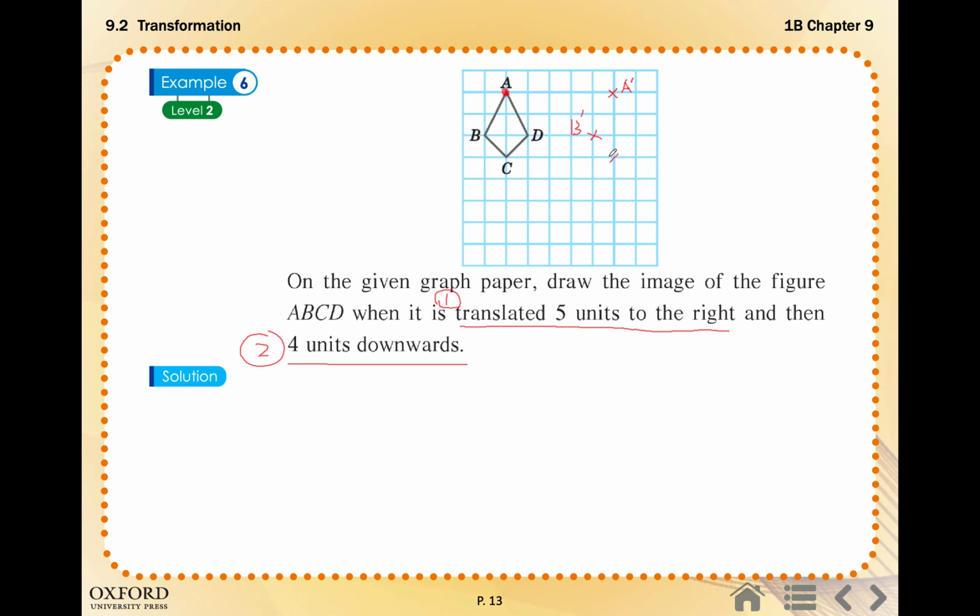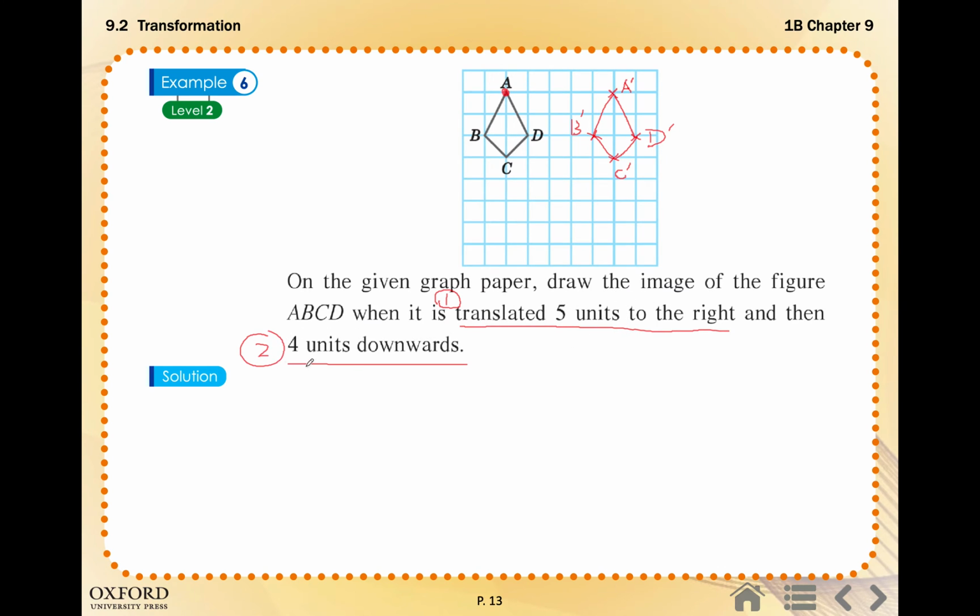And next for C, 1, 2, 3, 4, 5. That means up to here. Here is C dash. Lastly for D, 1, 2, 3, 4, 5. That means here. This is D dash. And then use a ruler to join all the 4 vertices. That means the new figure, which we call the image. But this is not the end of the question, because we only finished the first translation.